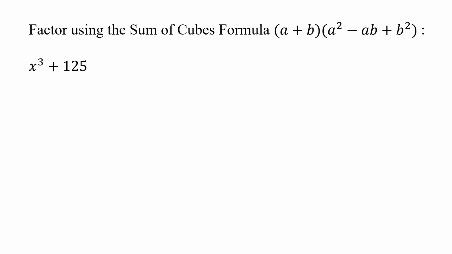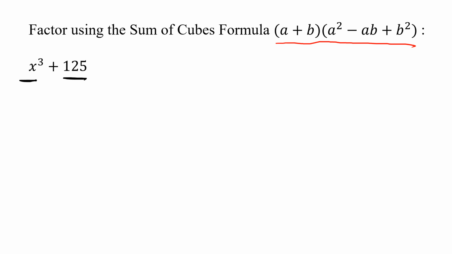All right, so when we have an expression that is a cube, like this x cubed here, plus another cube, like this 5 cubed here, we're going to use something called the sum of cubes formula. The sum of cubes formula is a plus b times a squared minus ab plus b squared. Now you may not know what any of these are, which is okay. I'm going to explain how it works.